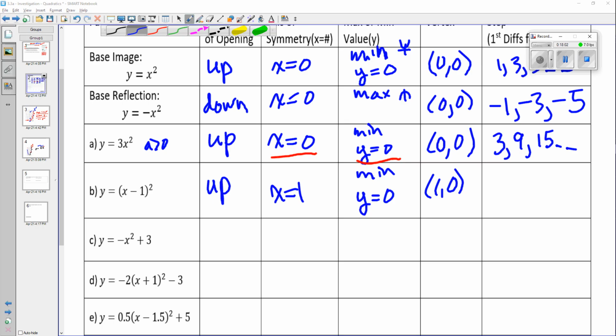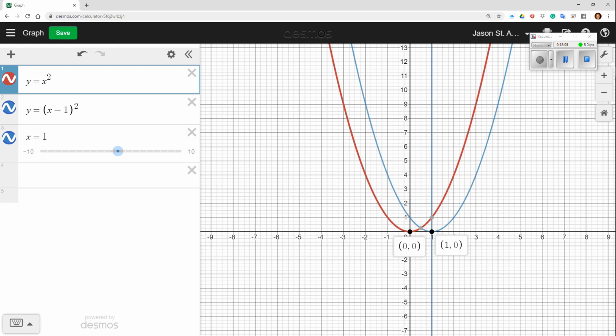And so now, let me ask you, what do you think the steps are for this graph? If I look at this graph of y equals x squared compared to y equals x minus 1 all squared, these two graphs are congruent. They don't change. The only thing that's changed is where the graph is being drawn. So they're what we call congruent, but they've only shifted in position.